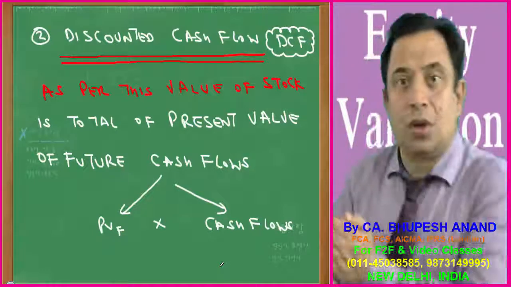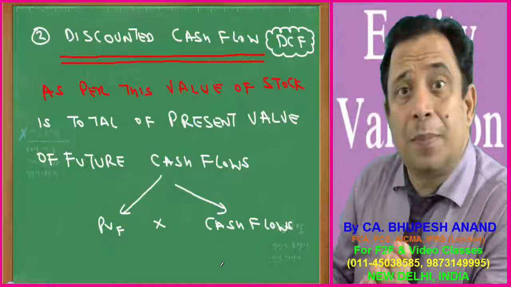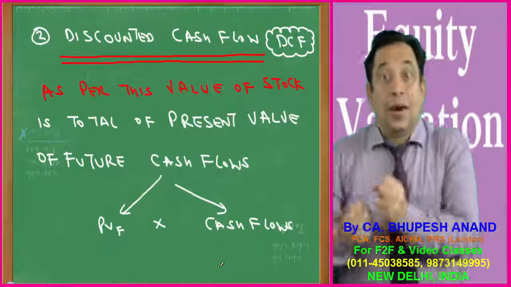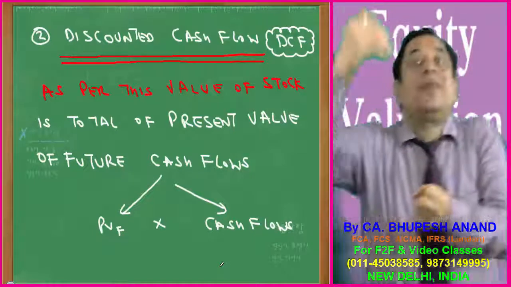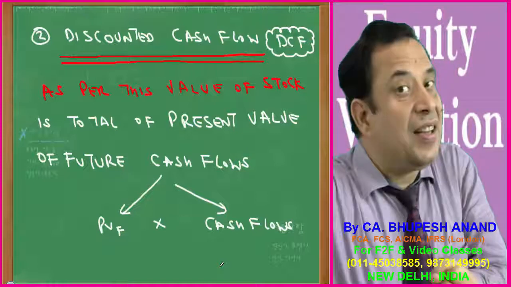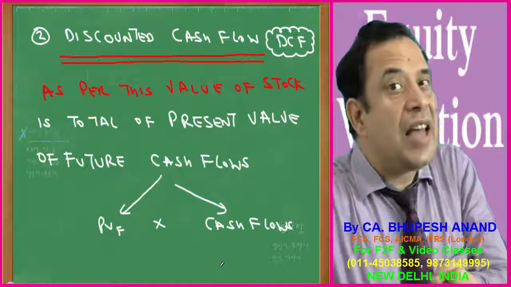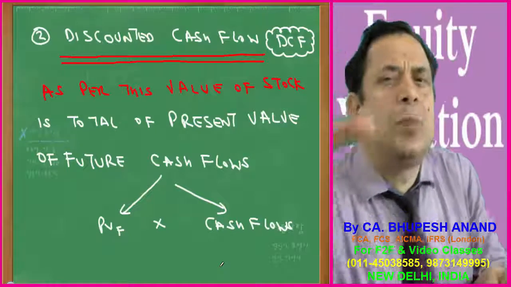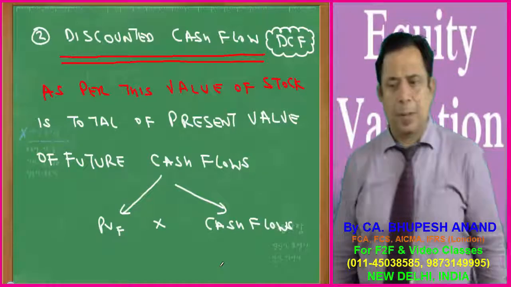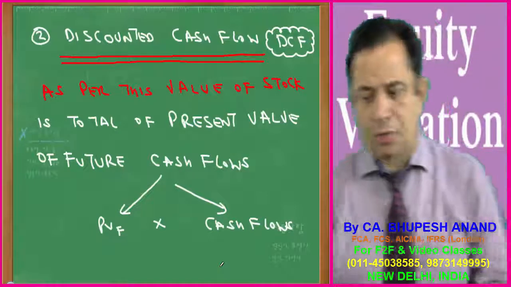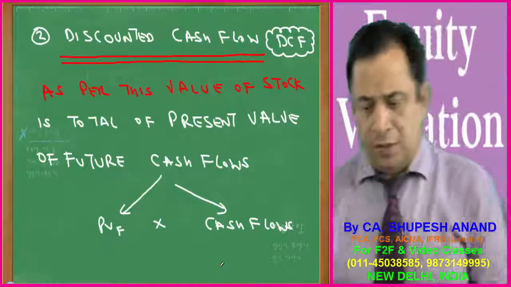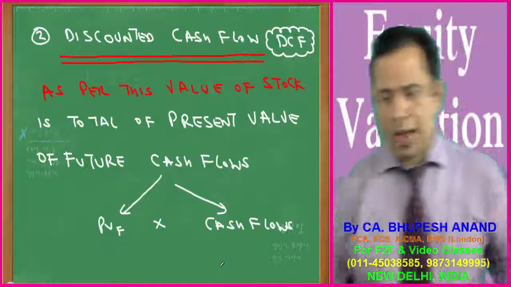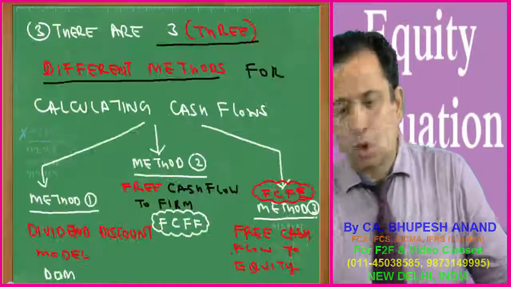Now we know how to calculate present value factor, but the most important point is how to calculate the cash flow. Now again, cash flow can be calculated by three methods. One is dividend discount model, second is free cash flow to firm, and third is free cash flow to equity. Most important concept. So please write down second point. As per this, value of stock is total of present value of future cash flows, present value factor into cash flow, and there are two components.